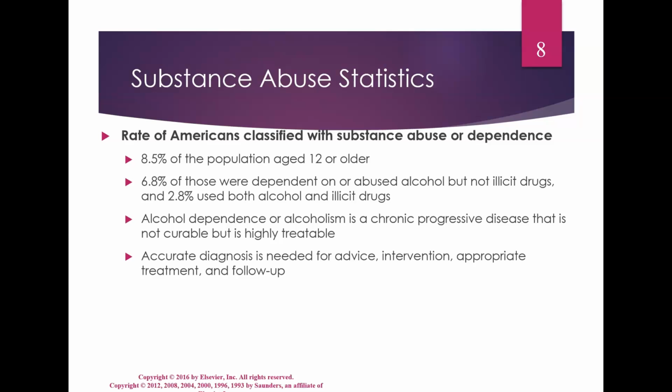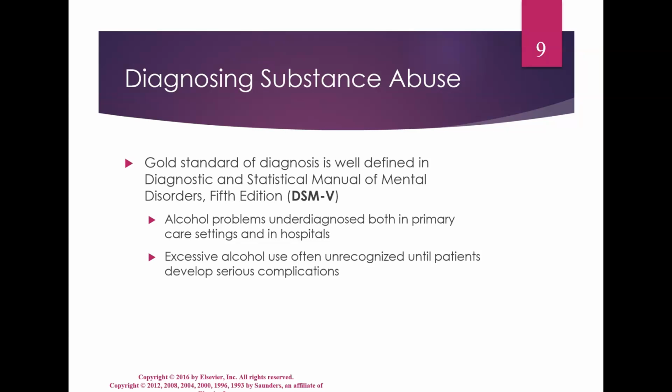Alcohol dependence, or alcoholism, is a chronic progressive disease that is not curable, but it is highly treatable. So it's not once an alcoholic, always an alcoholic, but it's treatable, not curable. Accurate diagnosis is needed for advice, intervention, appropriate treatment, and or follow up. And when you diagnose substance abuse, the gold standard of diagnosis is well defined in the Diagnostic and Statistical Manual of Mental Disorders, the DSM 5.